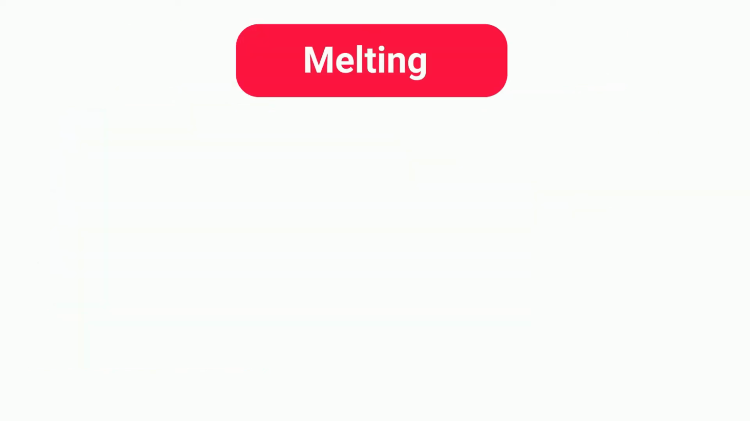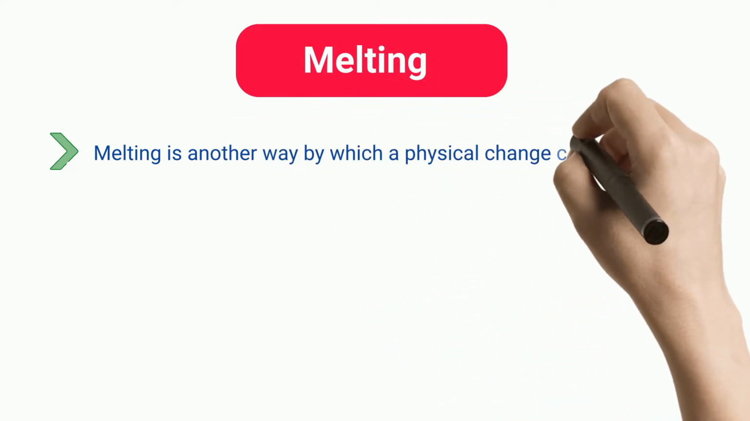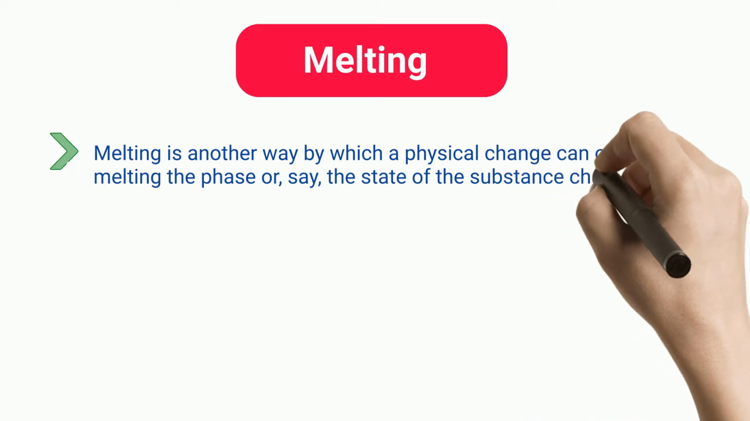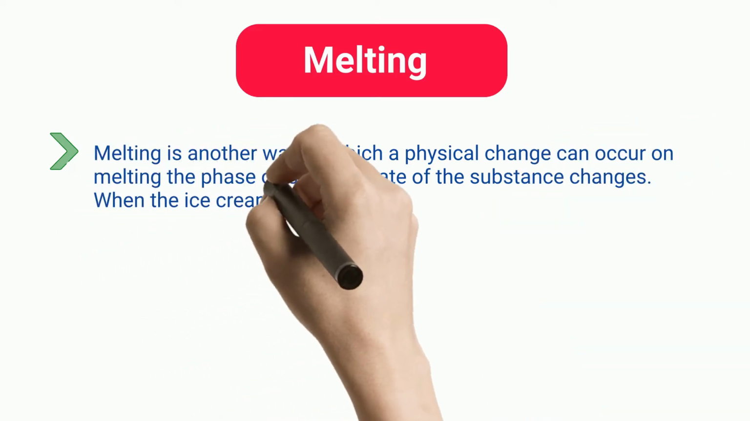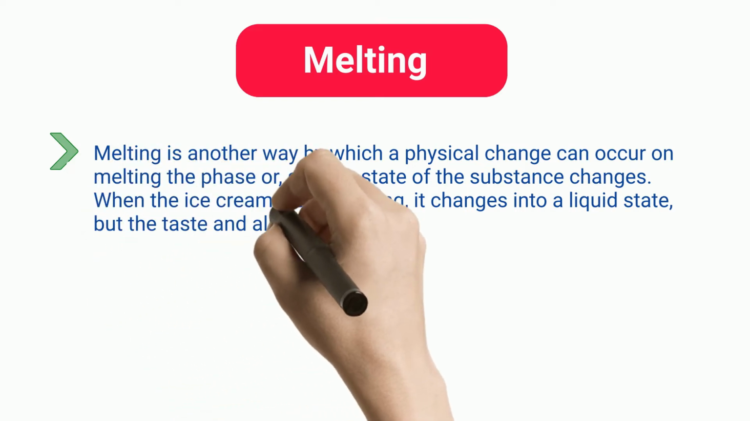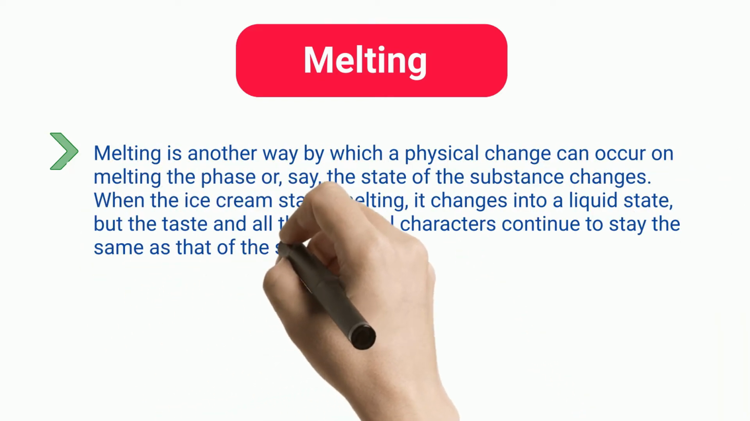Melting. Melting is another way by which a physical change can occur. On melting, the phase, or say the state, of the substance changes. When the ice cream starts melting, it changes into a liquid state, but the taste and all the chemical characters continue to stay the same as that of the solid or semi-solid ice cream.